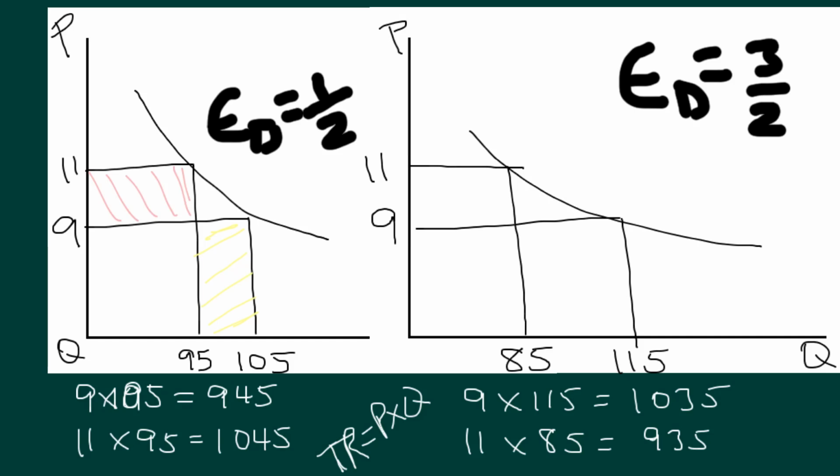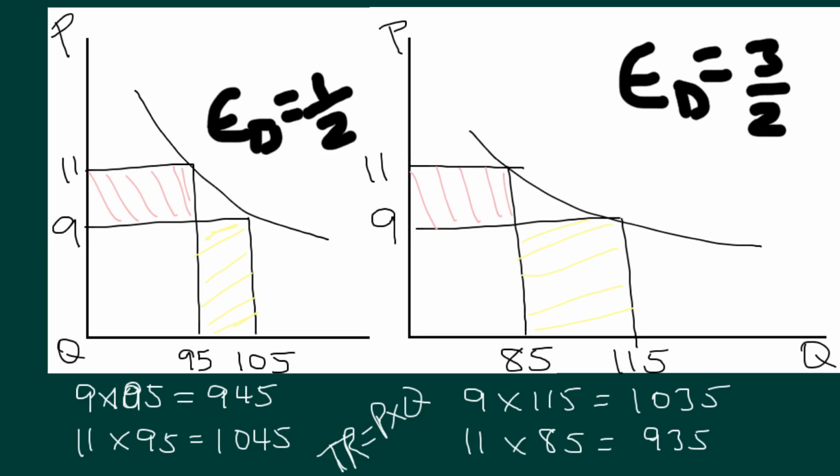Over here on the right-hand side with the elastic demand, it's the same thing. We are looking at revenue of 9 times 115, so it's this rectangle, or 11 times 85, so it's this rectangle. So we are losing all of that and gaining this. And so since we can do the calculation and see that we actually have a net loss in revenue, we know that we're losing more than we're gaining.